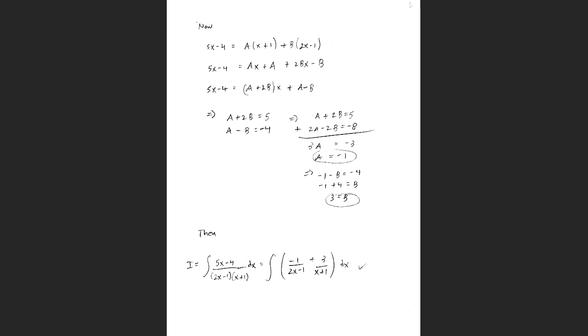Okay, so again, I have this equation. I want to solve it for A and B. I'm going to distribute the A through the x plus 1, and I'm going to distribute the B through the 2x minus 1. That'll give me on the right side ax plus A plus 2bx minus B. That, of course, could be written as ax plus 2bx plus a minus b.